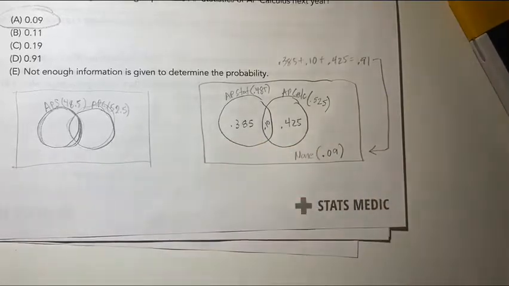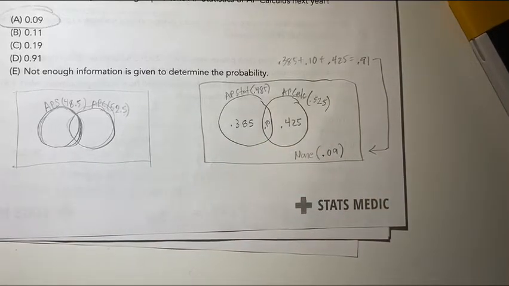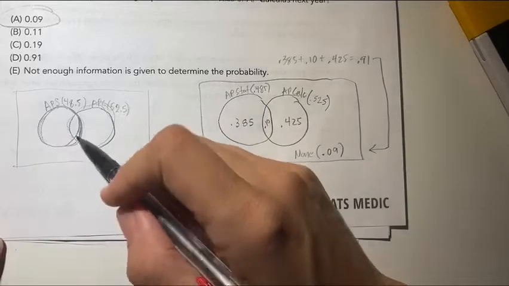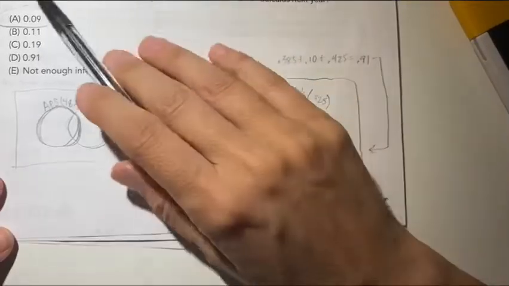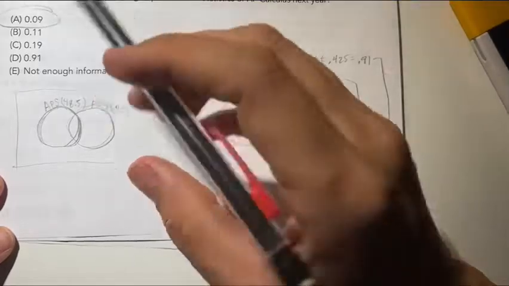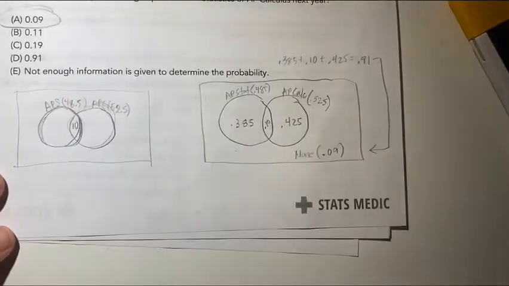That's because I don't know about this overlap. I don't want to count them twice. So let's figure out what's happening in the overlap. It says 10% took both. So that means 10 kids took both.